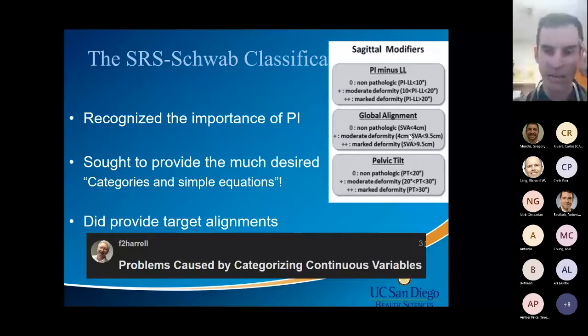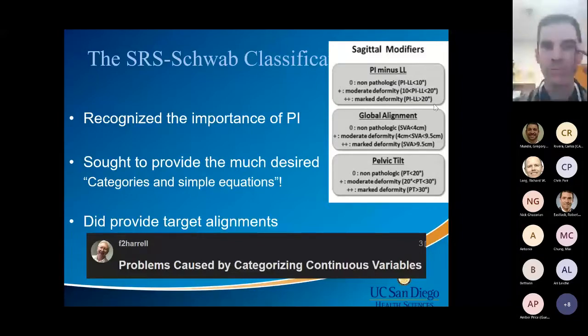And then they also used pelvic tilt, which again changes with pelvic incidence, and this is an immature way of looking at standing sagittal plane alignment. One of the problems also is that when you categorize continuous variables, you risk misclassification. So if someone's 11 degrees, are they non-pathologic or is that a moderate deformity? If they're 21 degrees, where do they fall? And are they actually different? They're probably actually not different, which is the problem.